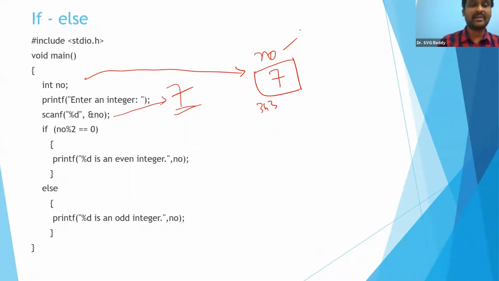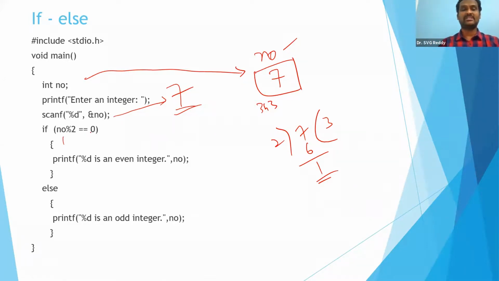Now the next line. We need to understand line after line slowly. So if number percentage 2, we have already seen the operators in the earlier videos. Number percentage 2 means 7 percentage 2. So 2 threes are 6, the remainder is 1. Percentage gives the remainder, so here it is 1. Is it equal to 0? No, 1 is not equal to 0. So it's false.